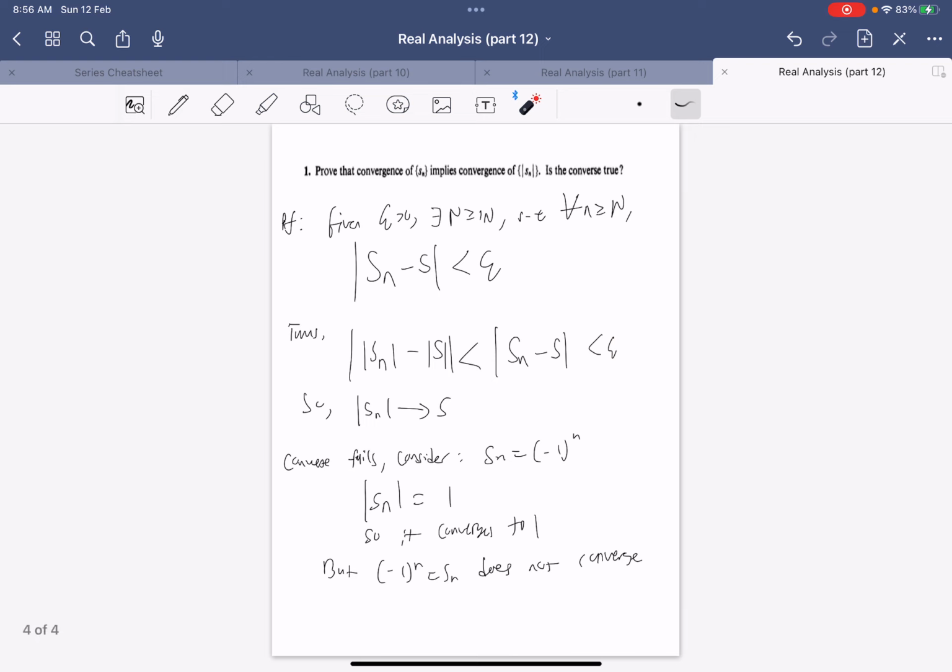However, the converse fails because if you take Sn to be minus 1 power n, then the absolute value of Sn will converge because it's the constant value 1. But minus 1 power n does not converge. And you should be able to show why from our previous videos, and I'll leave it to you.